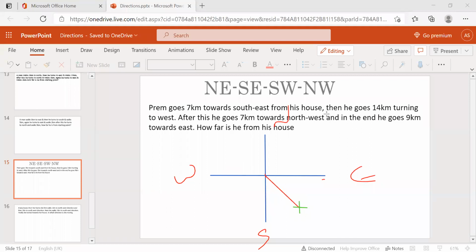Now what they are saying: then he goes 14 kilometers turning to the west. So from here, 14 kilometers west. This only, right? West, 14 kilometers.